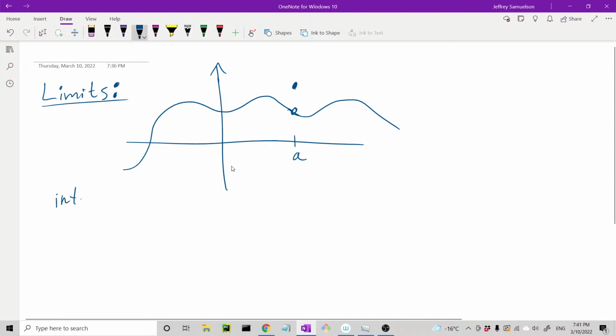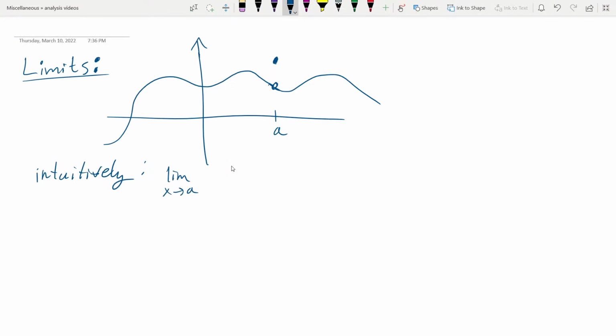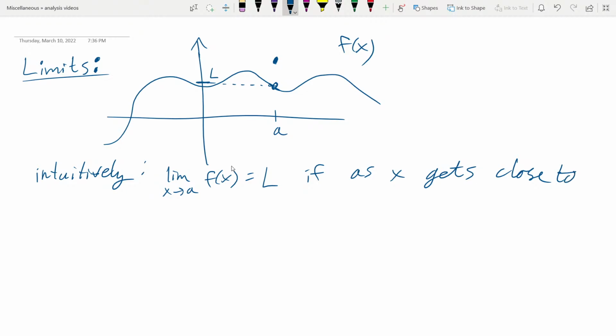So intuitively, let me just go full screen. I call my function f of x. So intuitively, the limit as x goes to a of f of x, and let's call this y value L, is equal to L if as x gets close to a, f of x gets close to L.